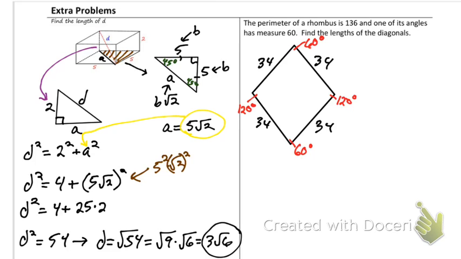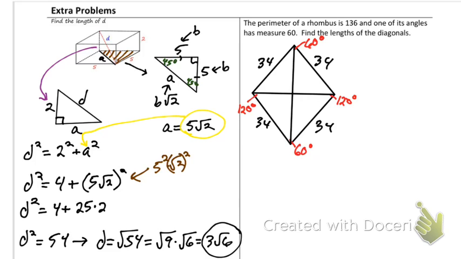Now they asked me for the length of the diagonal, so let's draw some diagonals in. Now here's an important thing about the diagonals of a rhombus. They bisect the angle they go through. So if this original angle was 60 degrees, we'd have 30 and 30. If this one's 120, we'd have 60 and 60.